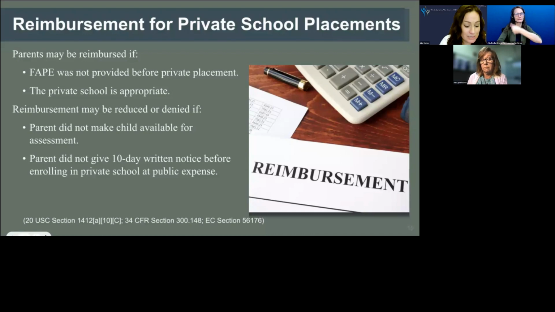Or if the private school is appropriate. So in other words, the private school meets the child's special education needs. Reimbursement may be reduced or denied if the parent did not make the child available for assessment, or if the parent did not give a 10-day written notice before enrolling in private school at the public expense. Next slide, please.